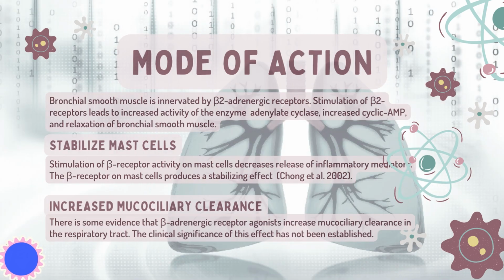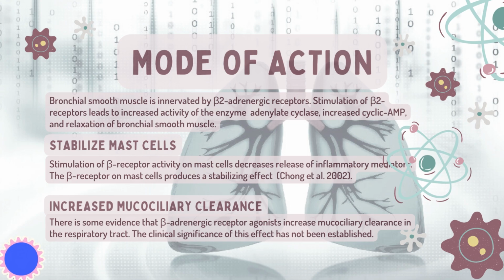For the mode of action, bronchial smooth muscle is innervated by beta-2 adrenergic receptors. Stimulation of beta-2 receptors leads to increased activity of the enzyme adenylate cyclase, increased intracellular cyclic adenosine monophosphate, and relaxation of bronchial smooth muscle.